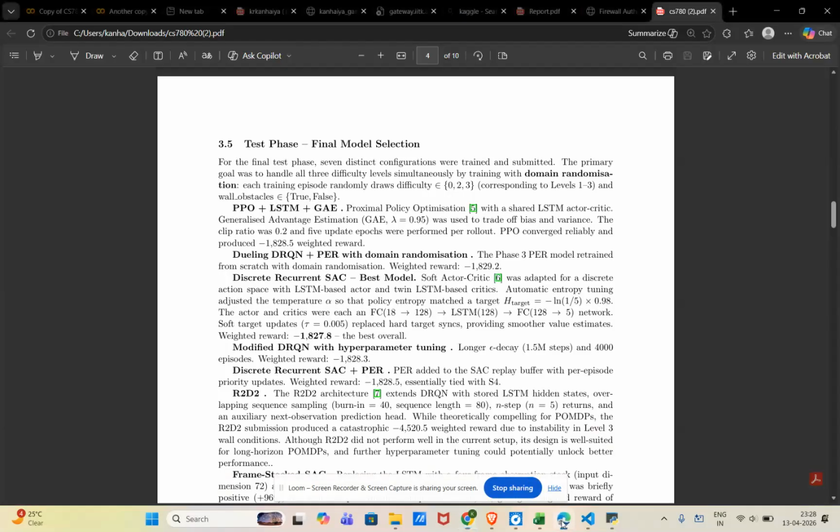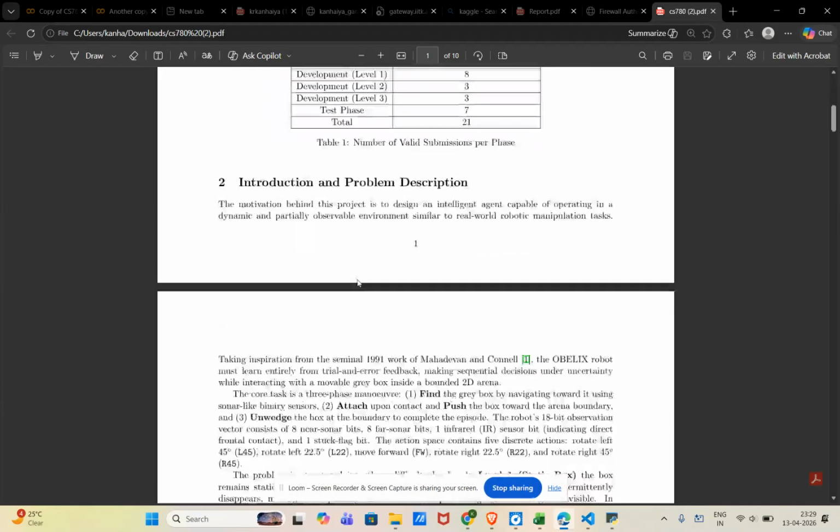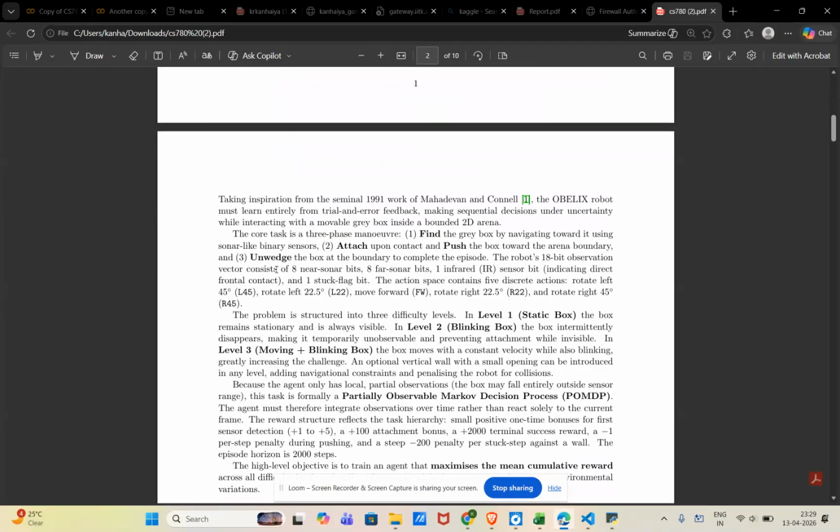So this is my final submission for Oblique's warehouse robot task. The objective is to learn a sequence of actions: find, attach, push, and then unleash the box to the boundary to complete the episode. The agent here only receives an 18-bit sensor input, so it does not have full visibility of the environment. This makes the problem a partially observable Markov decision process, where memory becomes very important.